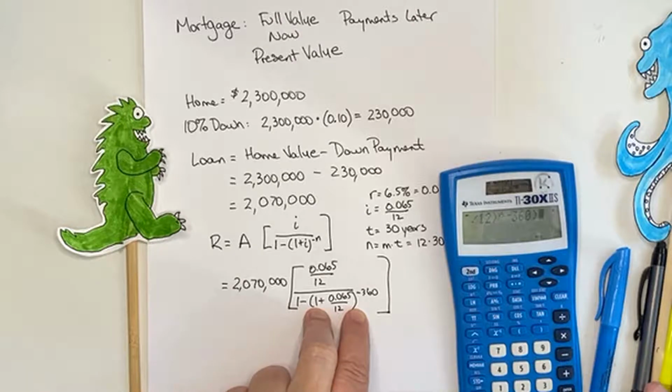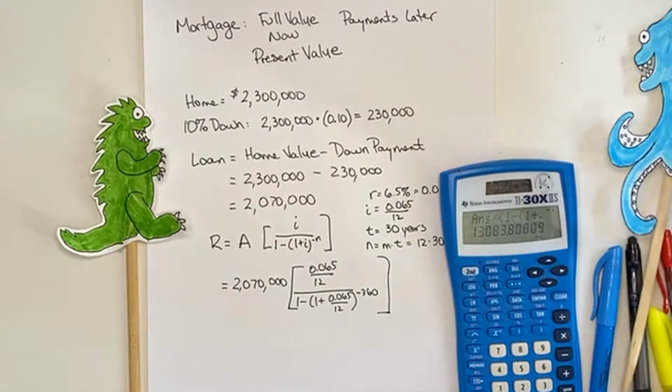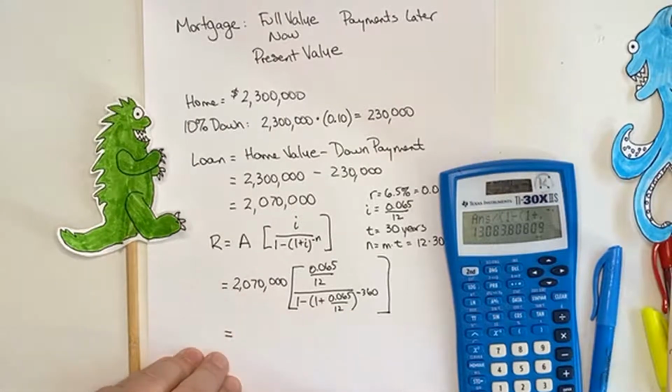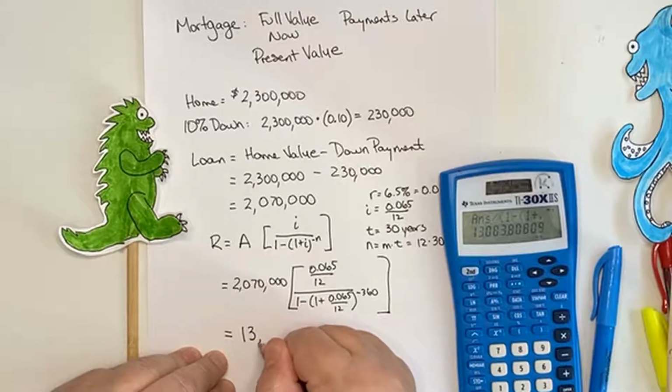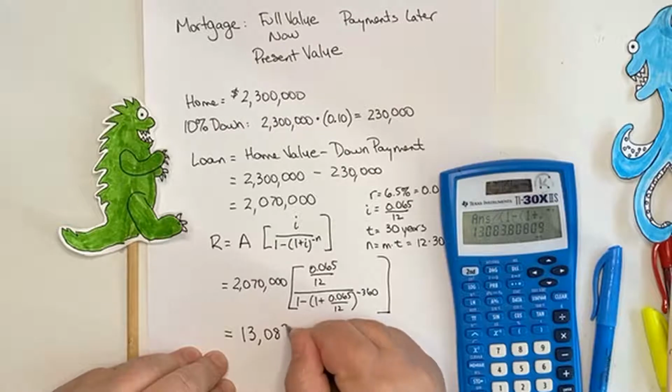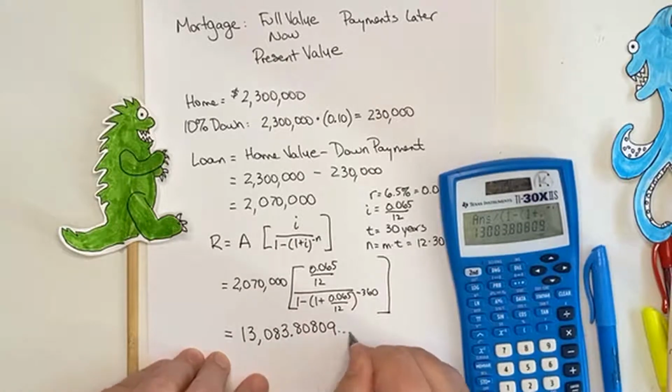Oh my goodness. You guys ready? Equals, and it gave me an answer, and I'm so excited. Answers are just the best, aren't they? Okay, let's see if I can read it. This one is 13,083.80809 and some other stuff.